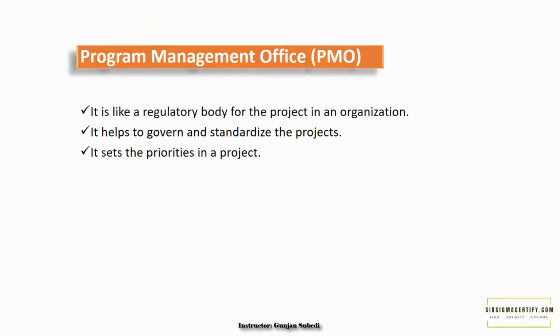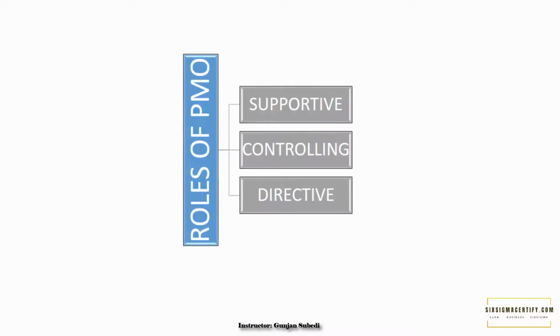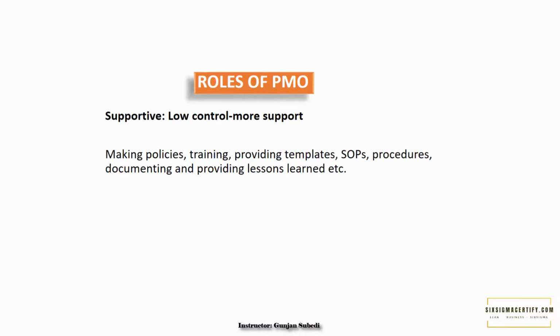We have a very important term here, program management office or PMO. It is like the regulatory body for the projects in an organization. It helps to govern and standardize the projects. It sets the priorities in a project. It basically has 3 main roles: supportive, controlling and directive. Supportive is a low control and more support role. The supportive role includes making policies, training, providing templates, SOPs or standard operating procedures, documenting and providing lessons learned, etc.